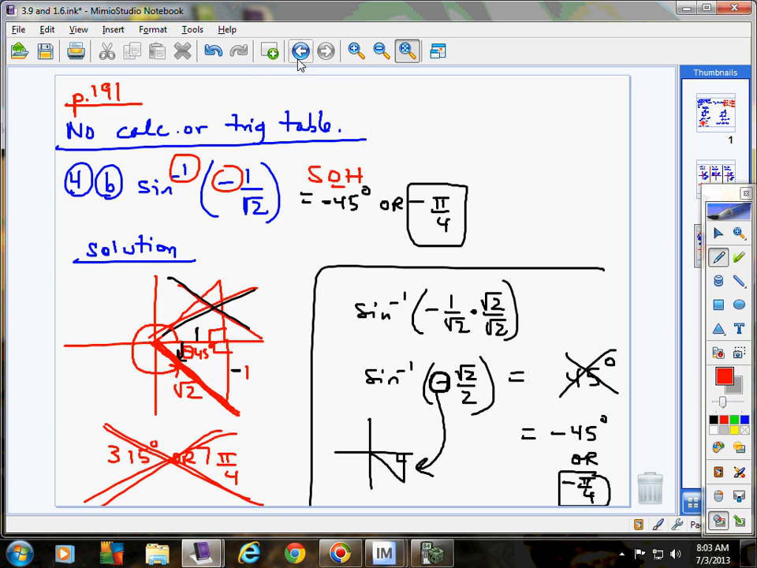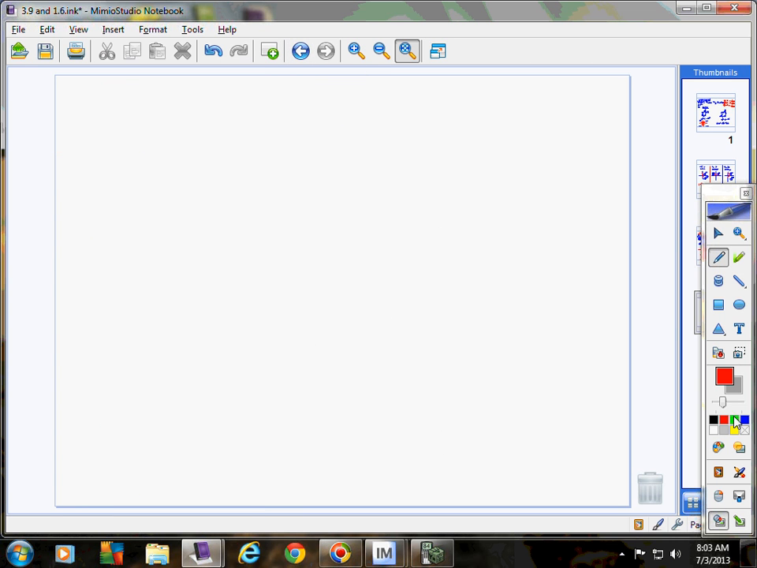All right, I want you to try part C. Inverse sine of square root of 3 over 2. You can do it either way I just showed you. Label all the sides or determine the angle in the quadrant without labeling every side of the triangle.